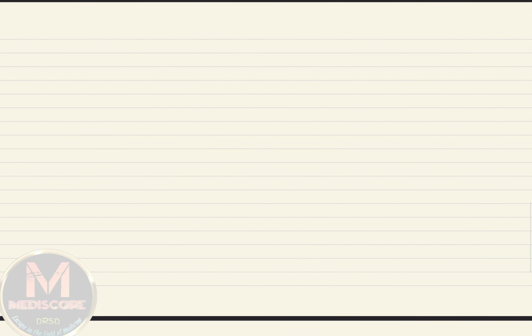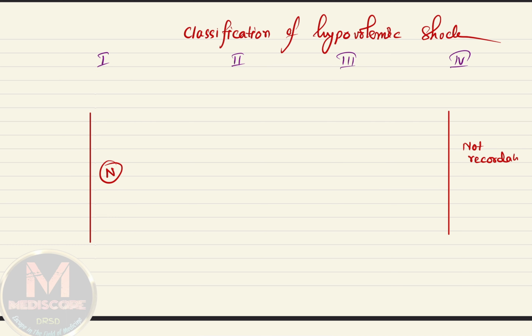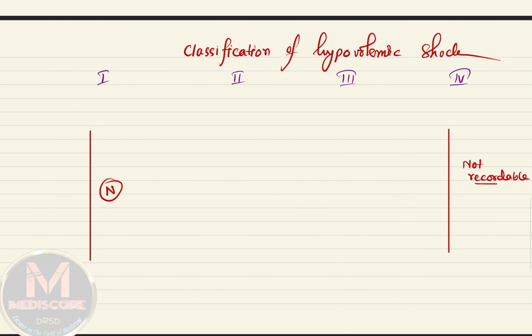Okay. Coming to the classification of hypovolemic shock. We have four classes: class 1, class 2, 3 and 4. It's very important to remember and very easy to remember also. Now, in class 1, all the vitals are normal. We'll be discussing and completing the table at the end of this discussion. And in class 4, the vitals are not recordable. So in class 1, every vital is normal; in class 4, they are not recordable.